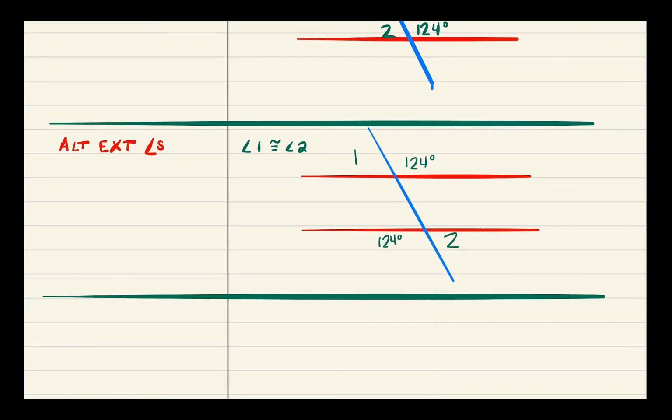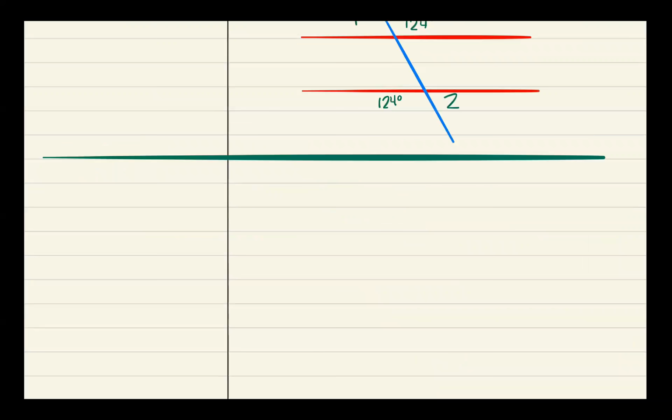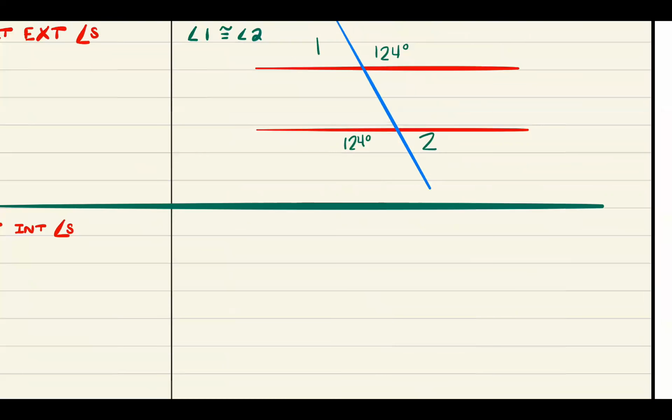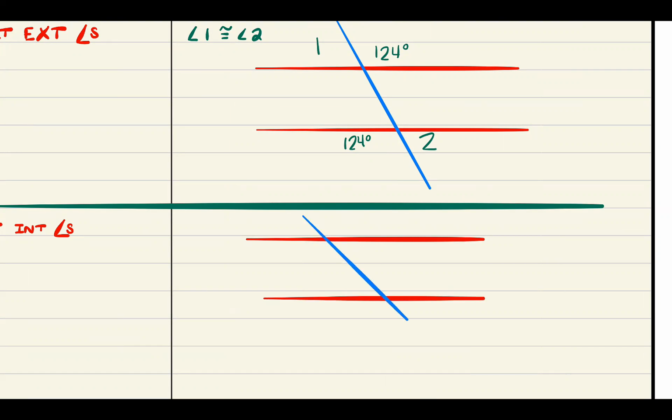Alternate interior angles. Absolutely. Alternate interior angles. So we have our 2 parallel lines cut by a transversal. What was our rule? How are they related to the transversal? Opposite sides of the transversal, and then what about the parallel lines? Inside the parallel lines.